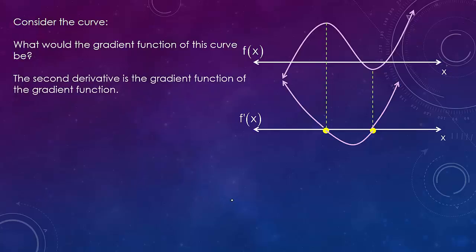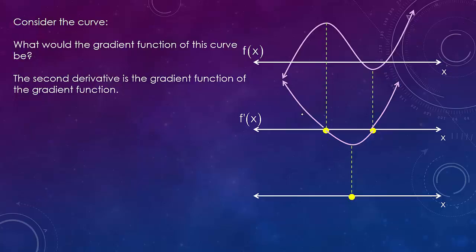The second derivative is the gradient function of the gradient function. So we need to do the same exercise for this one. So we're going to need another x-axis. There's only one turning point here, so that's where this should be 0. Remember, it's the gradient function of this one. So when the gradient is 0, the gradient function must be 0.